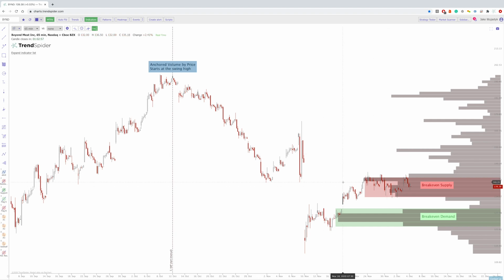What's really interesting is that we have these areas of volume that pop up called volume shelves, and that's what I want to touch on today: what is a volume shelf? A volume shelf is just an area where there are a lot of shares holding. Generally, people are looking at the point of control when they're looking at the anchored volume by price, or the volume by price in general, the volume profile.